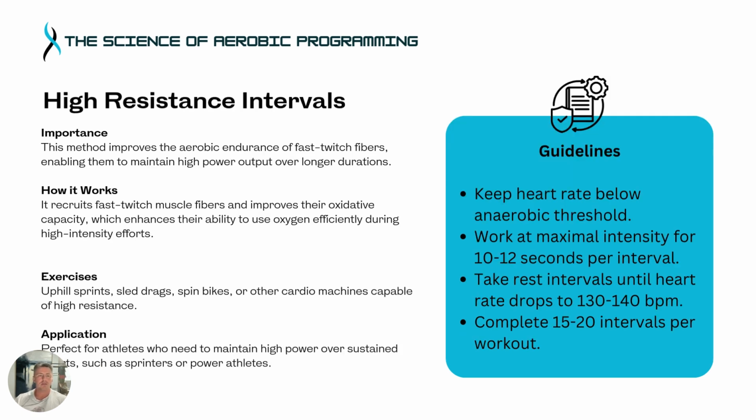And then high resistance intervals. Basically what these do is build aerobic endurance of fast twitch fibers. The exercises here are uphill sprints, sled drag, spin bikes, or other cardio of high resistance. Keep heart rate below the anaerobic threshold. Maximum intensity of 10 to 20 seconds per interval. Take rest intervals until heart rate drops to 130 to 140, and complete 15 to 20 intervals per workout.